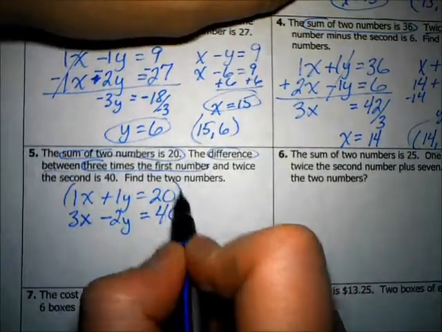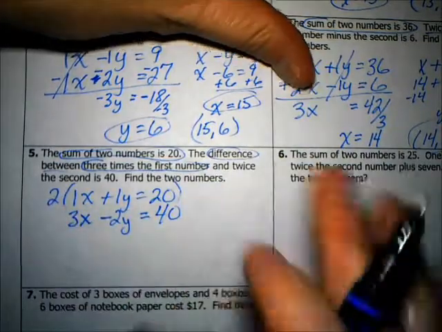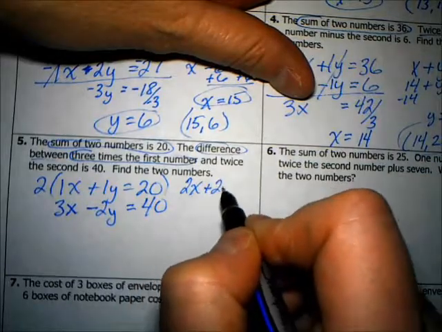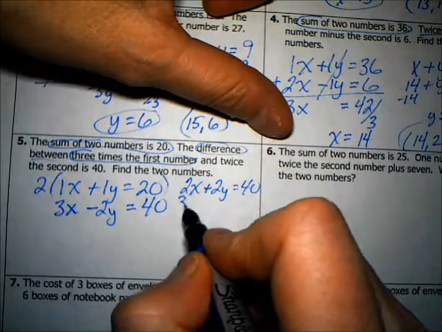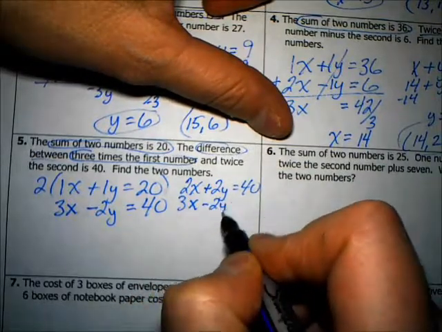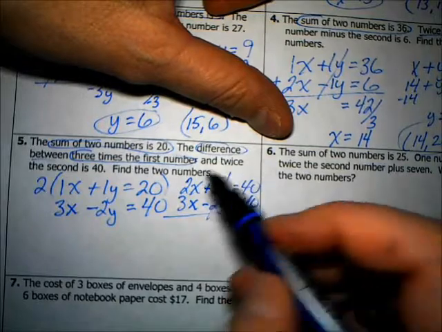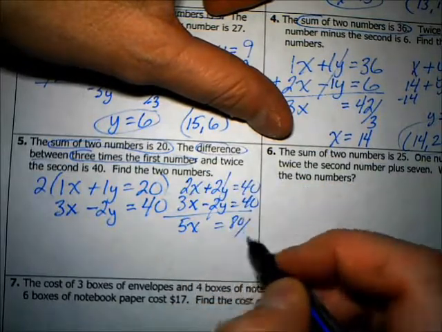Alright, so I'm going to take the first one. I'm going to go ahead and get rid of my y's because I have different signs. So I'm going to multiply the first one by 2. That means it changes to 2x plus 2y is equal to 40. The bottom one is just the same. And now my y's will cancel out. I'll have 5x is equal to 80.